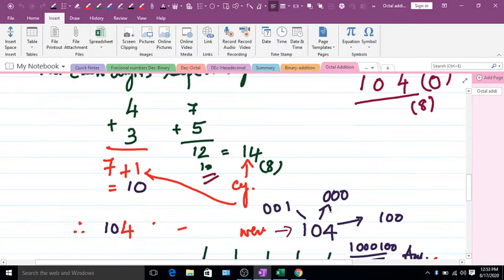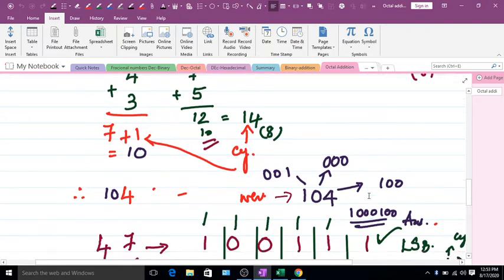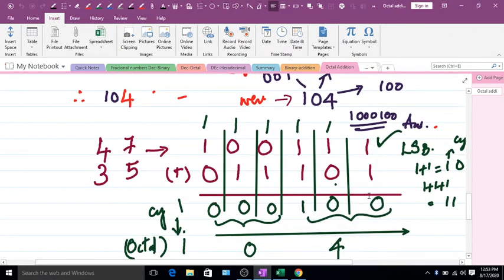Now how do you do this? 104. So when you convert this into binary, 1 is 001, 0 is all zeros, 4 is 100. You are using only 3 bits here because it is an octal representation, octal number representation. So how do you go about this? 4. How do you write 4 as 100? How do you write 7 as 1, 1 and 1? 3, 5. 3 is 0, 1 and 1. 5 is 1, 0, 1.